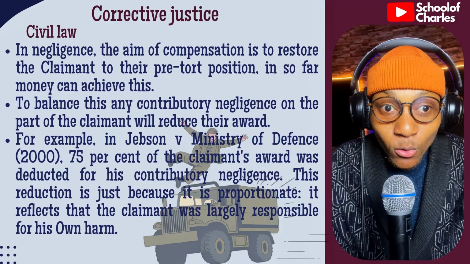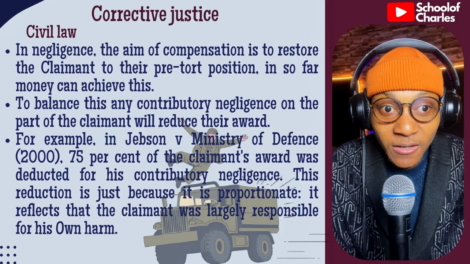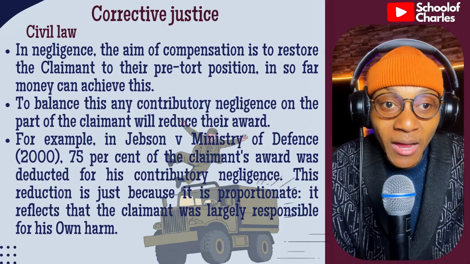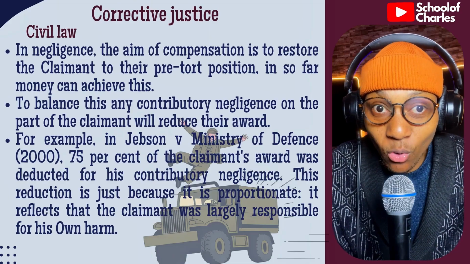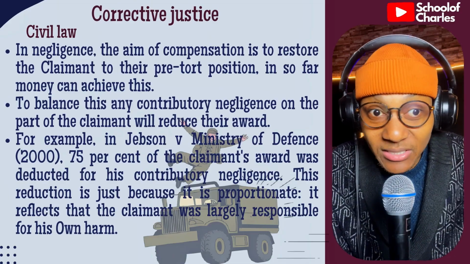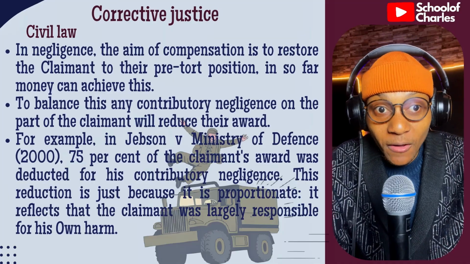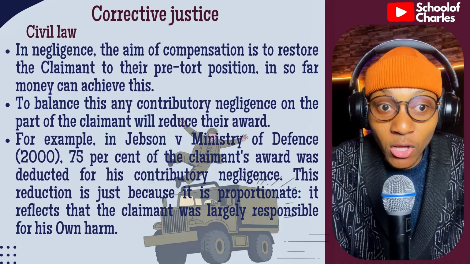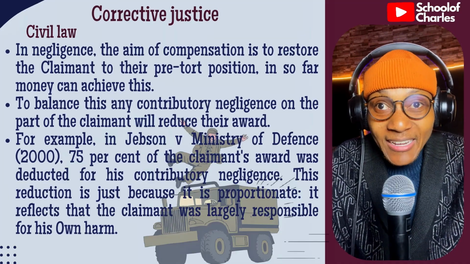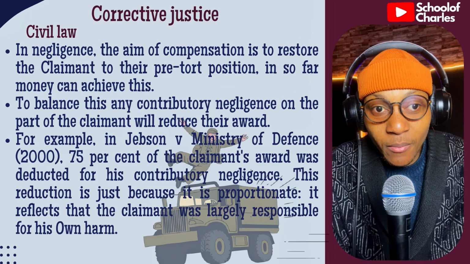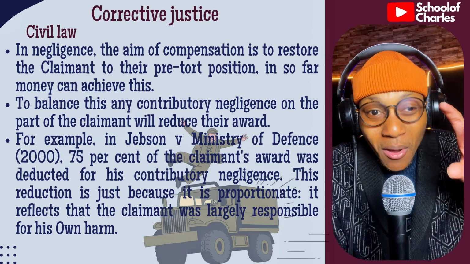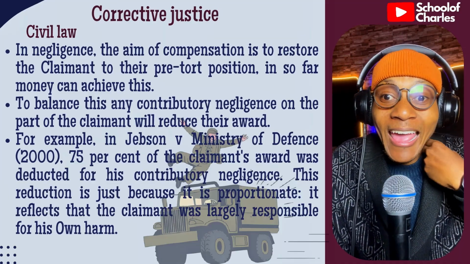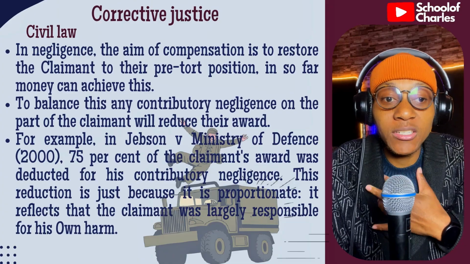You could publish something false about a person. It damages their reputation, and maybe they lose business because of that. You have to pay for the damages that you have caused by publishing such an article or such a tweet or a video on Facebook. You have to pay because you have damaged their reputation, and as a result, they've lost money, they've lost connections, they've lost business. So in negligence, the aim of the compensation, remember I was saying, is corrective justice, right? Is to put that claimant back to the pre-tort position where they would have been had the tort not occurred.